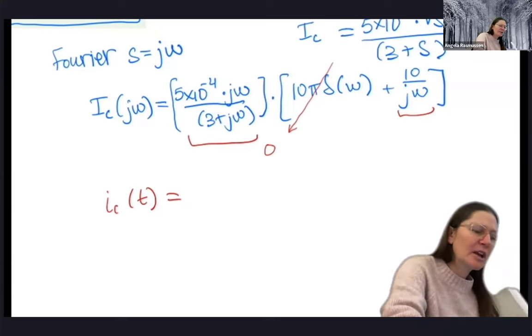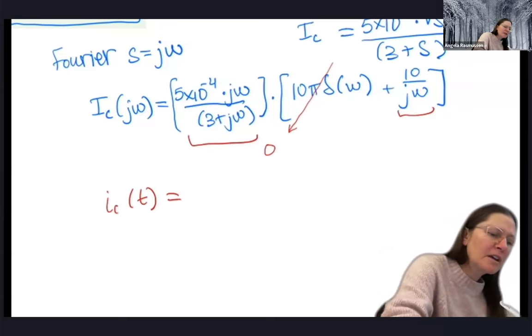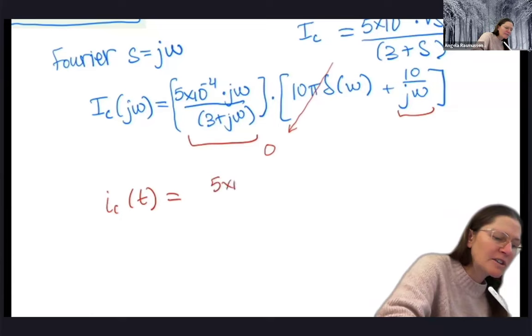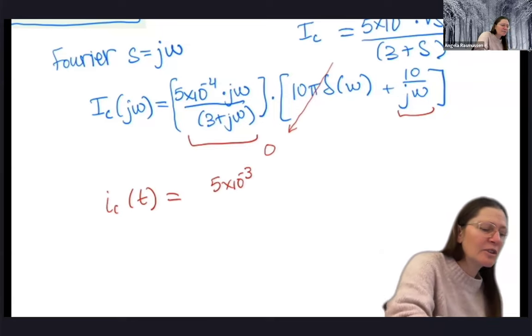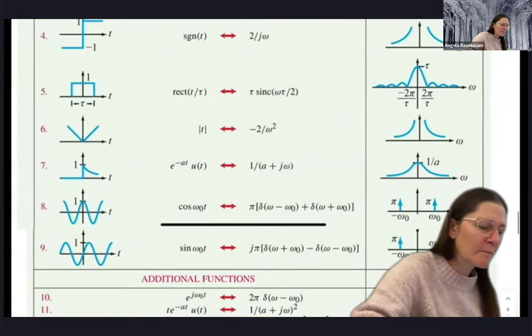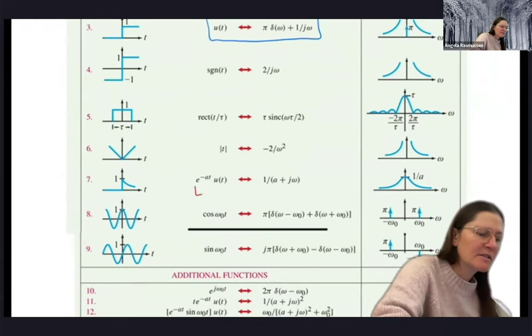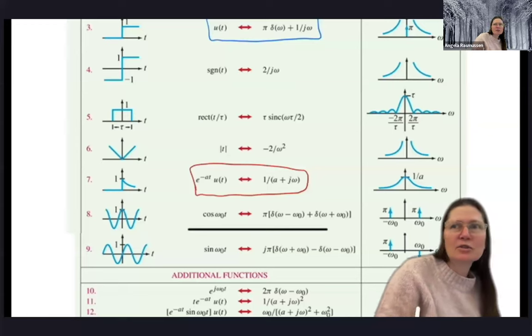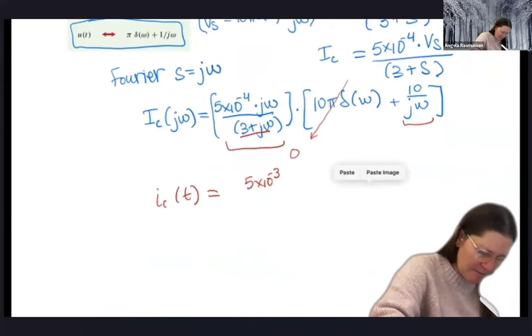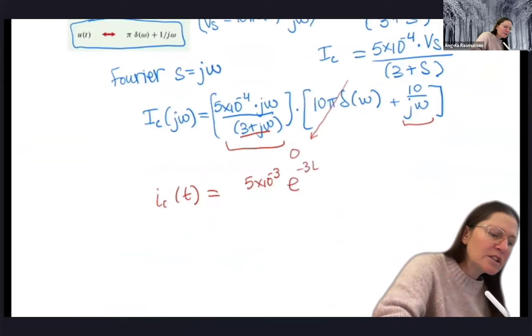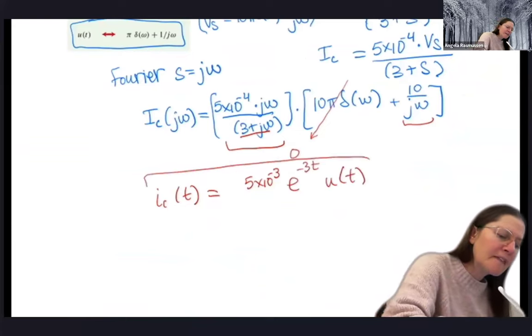And then looking at this, the j omegas will cancel. So we have 5 times 10 to the minus 4th times 10. So what is 5 times 10 to the negative 3? Yeah, you can do negative 3. And then you're really just going to be translating the 3 plus j omega, which is going to be the e to the minus at of u of t. So moving that back, this ends up just being 5 times 10 to the minus 3 e to the minus 3t u of t. And that's your answer.